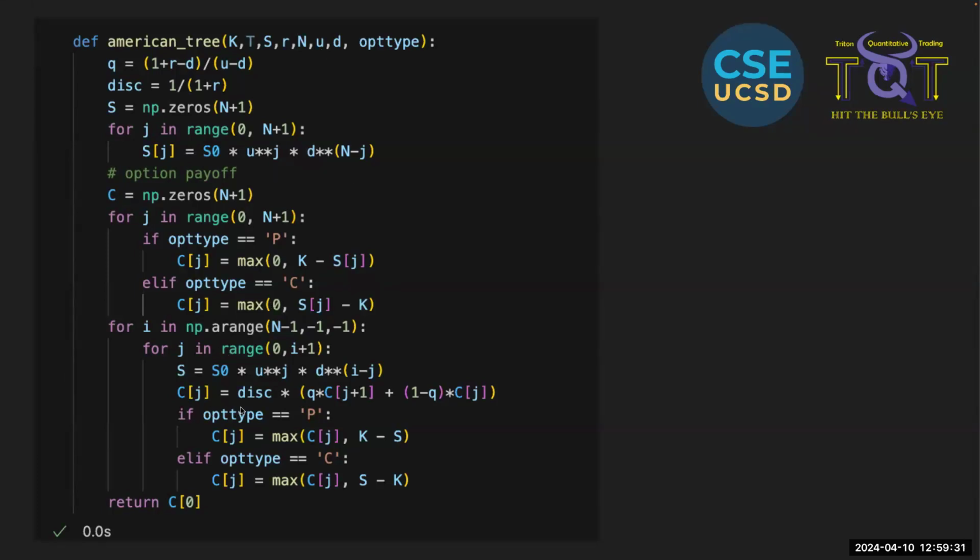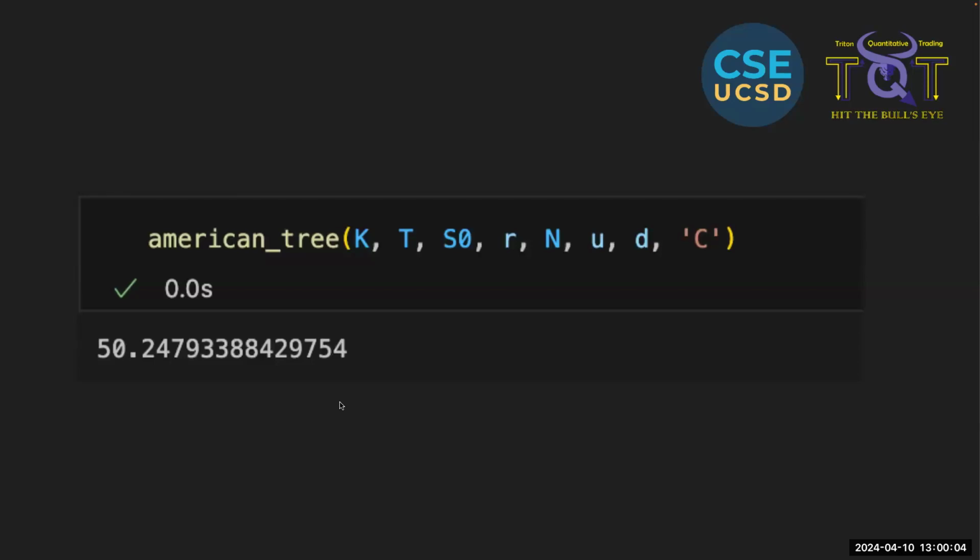And then it uses whether it's a put option or a call option, again at the next step. And then you basically return C0, which in your array is the first value, which is the first value on top of the tree, which is your risk neutral value. So for example, when we calculated in our tree, we got 50.24, something like that. So if we put the same values in our code, you get 50.3.